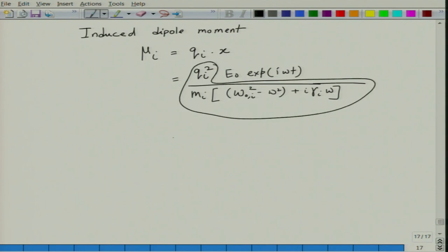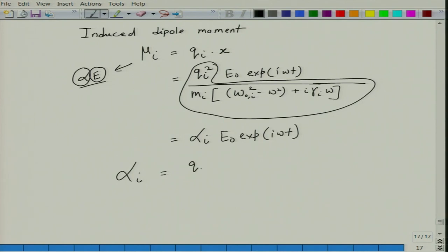And this can be represented in the form, what is mu? We know that mu is equal to alpha E, the polarizability multiplied by electric field. So mu is alpha_i into E naught into exponential of i omega t. This term, what we have just derived here, is basically the polarizability. So alpha_i of the i-th kind of species is equal to q_i square divided by m_i into (omega naught i square minus omega square plus i gamma_i omega).